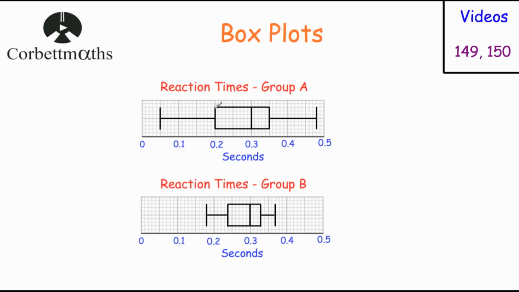And you can see that by particularly the box itself, because that represents the middle 50% of the data. And it goes from 0.2, the lower quartile, up to 0.35. So the interquartile range here would be 0.15.